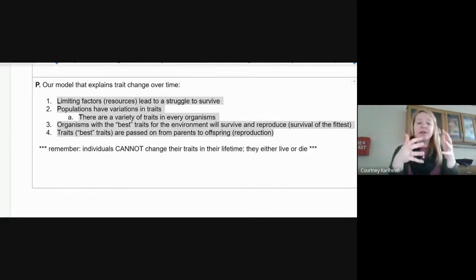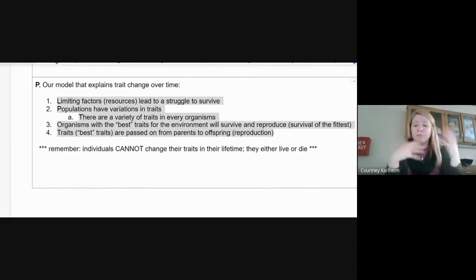We also found out, based on those graphs we looked at, that the finches had a variety of traits. There were small, medium, and large beaks. They didn't all just have small beaks, because then how would they be able to get the large beak advantage? Then the organisms with the best traits for the environment will survive and reproduce. You also might have heard this as survival of the fittest. It's just the ones that are better suited for the environment or the change will survive and reproduce more often or more frequently. And then the best trait is passed on from parents to their babies.